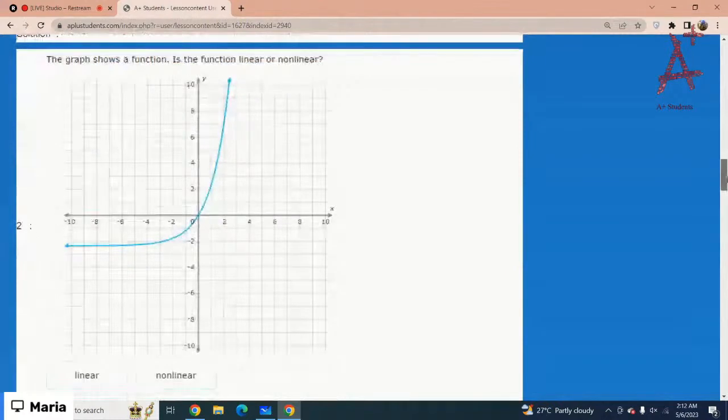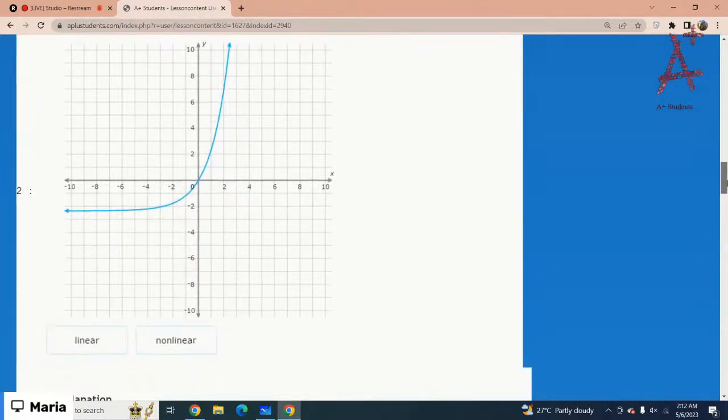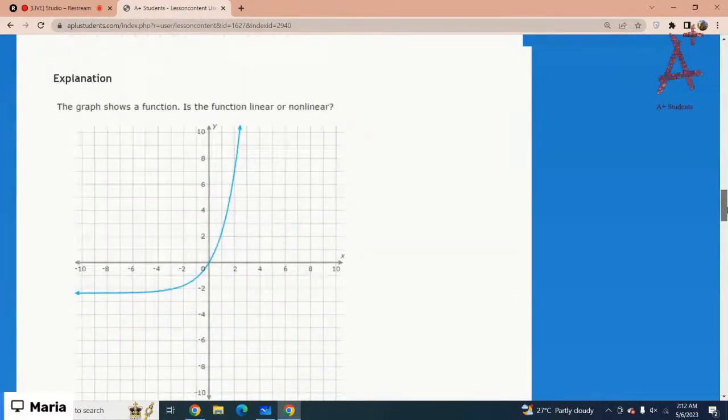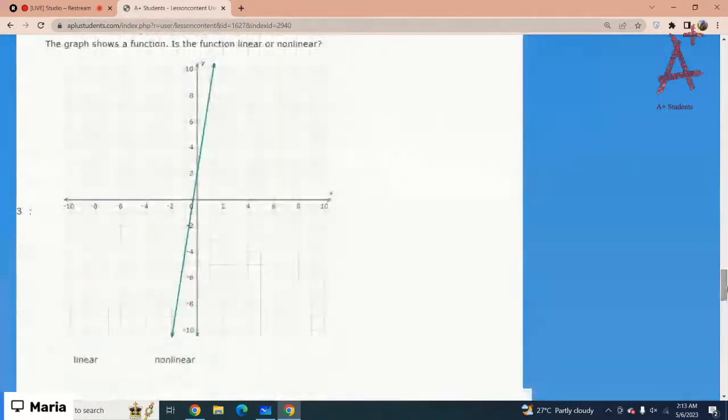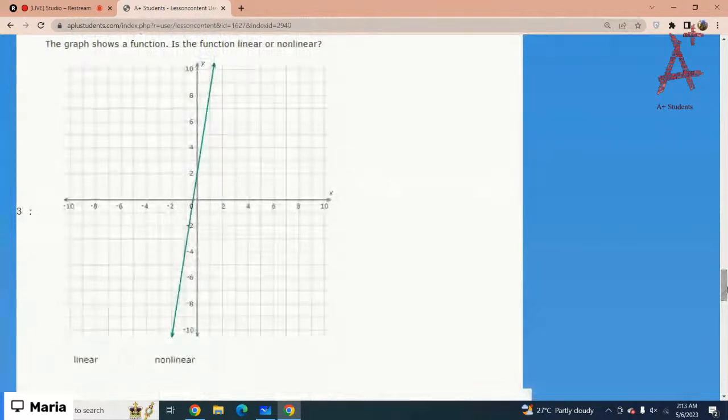Okay, the next one is, the graph shows a function. Is this function linear or non-linear? No, this is not the linear function. Again, it is not a straight line. So it is not the linear function. Okay, the graph shows a function. Is the function linear or non-linear? Yes, the function is linear because it is a straight line, so it would be a linear function.